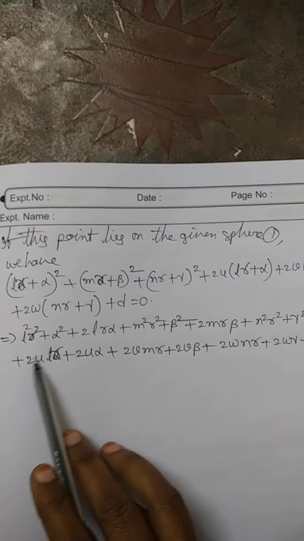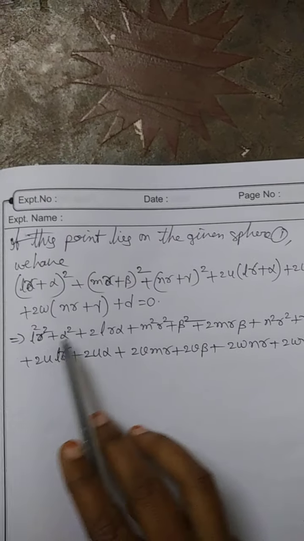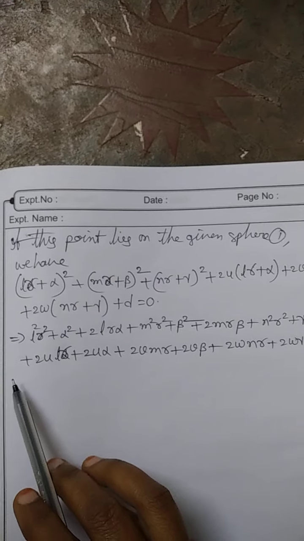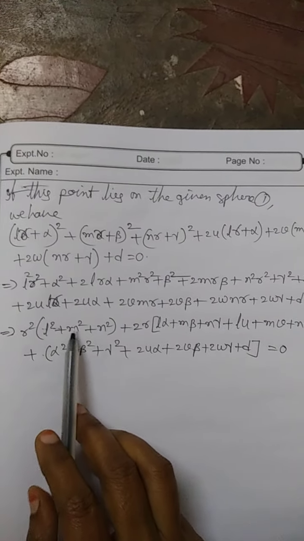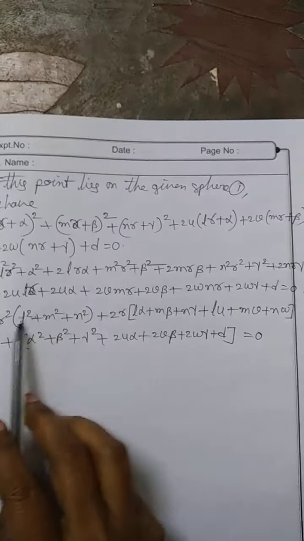Now by simplifying again, in these terms r square is common. We have to take r square common into l square plus m square plus n square, and also in these terms 2r is common, like that.